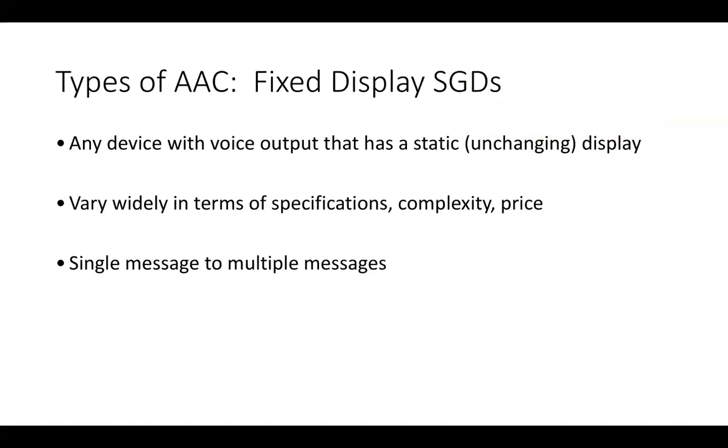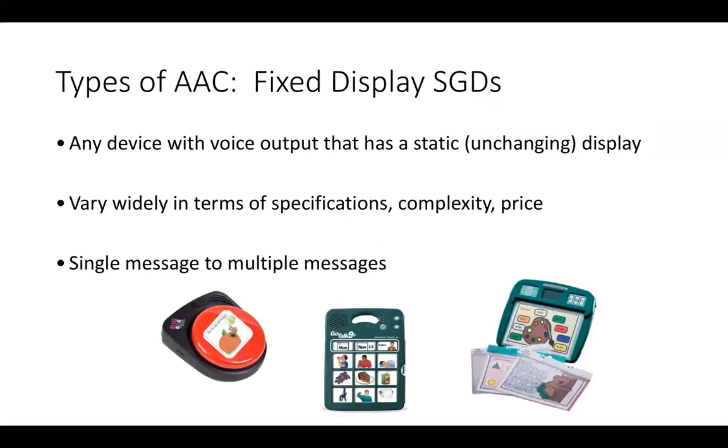The next type of device I'm going to talk about is a high-tech device, fixed display speech generating devices. Now, I have a few examples down here. These vary quite widely in terms of specifications, complexity, and price. So all the way on the left, you see what's called a Big Mac device. And that's basically where you record a single message, the child hits the button, and then it plays back the message. These can also go up to, like the Go Talk type of devices, touch tech, things like that, that might have dozens of messages per page. They do get more complex than that.